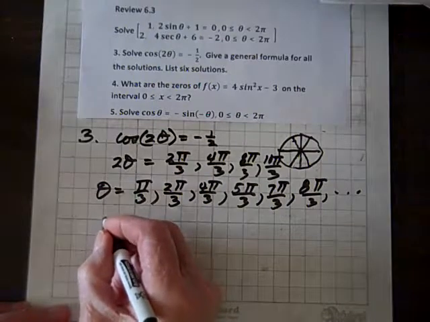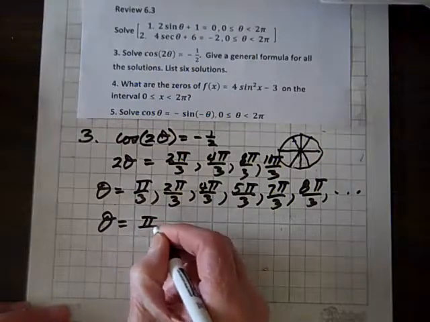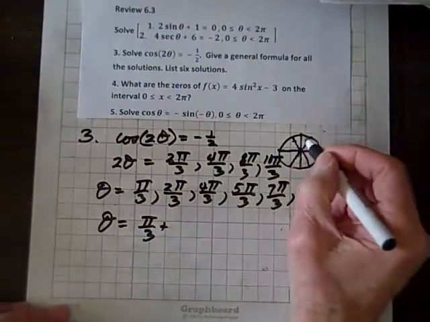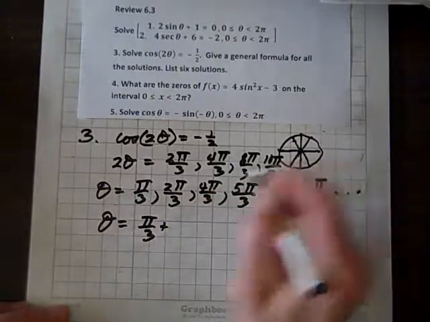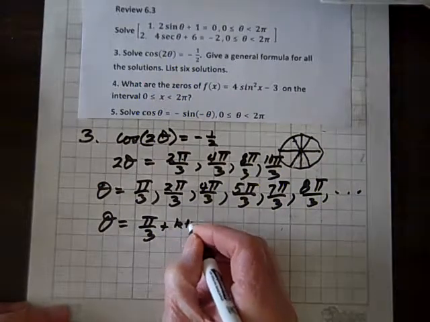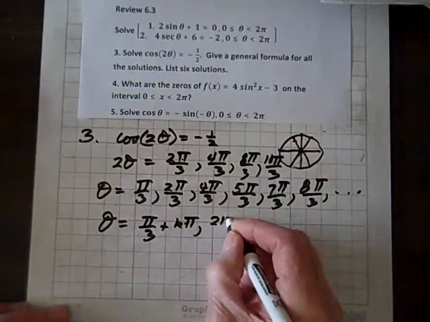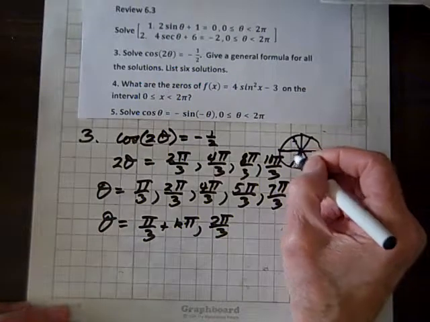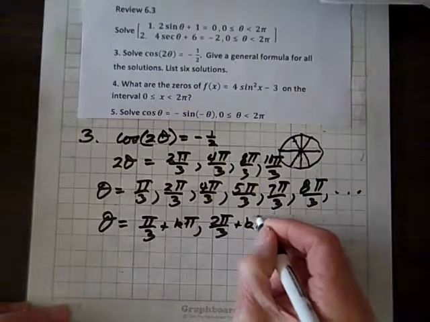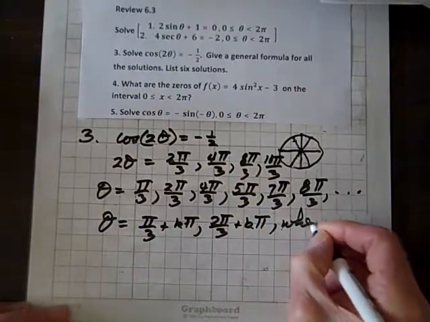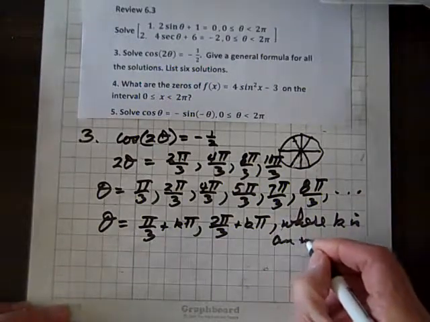Now let's come up with a general solution. So theta equals pi over 3 plus, and if we add pi to pi over 3, we'll land at 4 pi over 3. So I'm just going to write k pi. And the same holds true for starting at 2 pi over 3. If we add pi to that, we'll wind up at 5 pi over 3 plus k pi, where k is an integer.